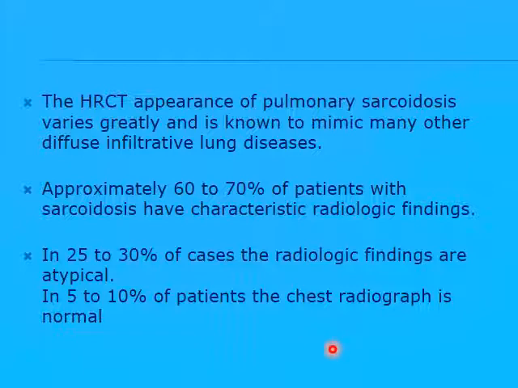Seventy to 80% of patients with sarcoidosis have characteristic radiological findings. In 25 to 30% of cases, the radiological findings are atypical, and even in 5 to 10%, the plain X-ray is normal.